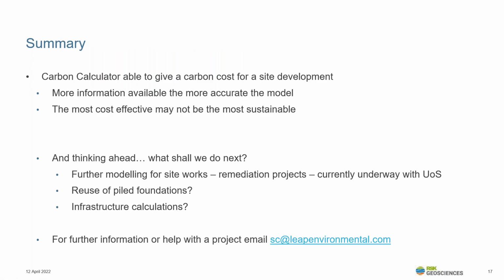So to recap what we've done, we have to make some ambitious changes to reach net zero by 2050. Our carbon calculator can help give that carbon cost for a site development, and the more information we're supplied, the more accurate we can make that calculation. The most effective solution may not always be the most cost-effective solution, and may not always be the most sustainable. However, we can see that a reduction in material use should hopefully lead to a reduction in costs, and with less input and less output, supports the move to a circular economy.